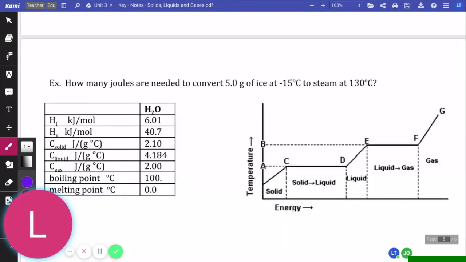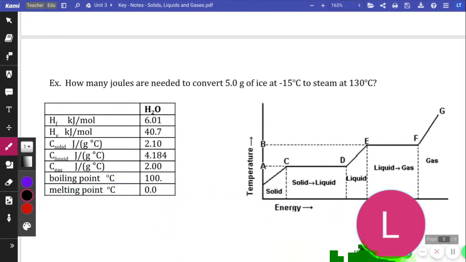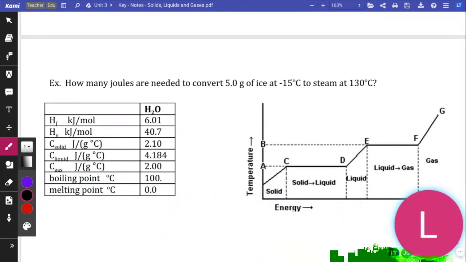Okay, but this is our last part of our video, and in this part we are just going to do our very end thing where we are going to put all of this together. So put together the Q equals MC delta T and Q equals MH. All right.